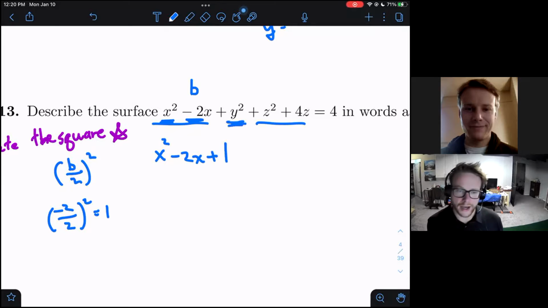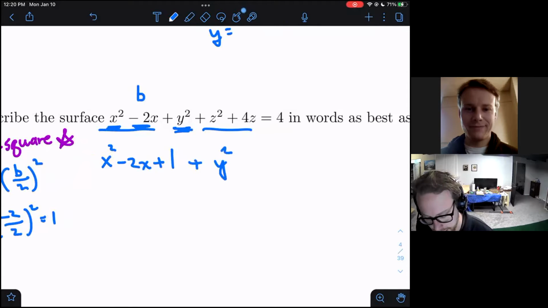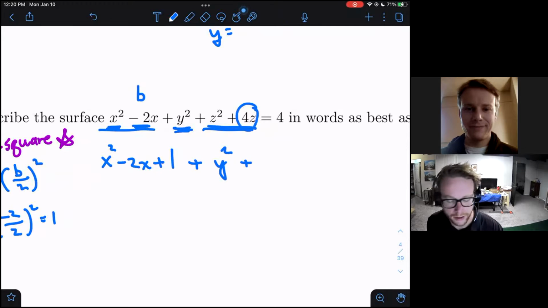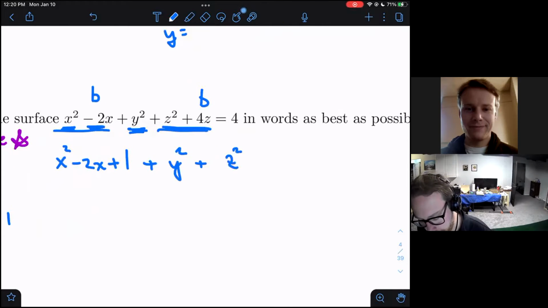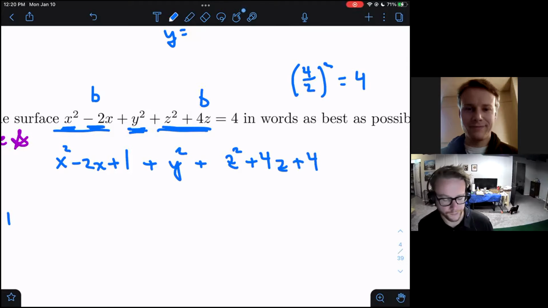Notice that for y's, well, y is already a completed square, right? There is no linear component. And so y is perfectly fine as is. However, for z's, right, z has a linear component, right? We have this 4z, we have this b value there. So in this case, the b value for the z's is going to be 4. So we're going to take our b value, divide it by 2, square it. So when you take 4 divided by 2, you get 2, you square it, you get 4. So I'd like to add 4 here.